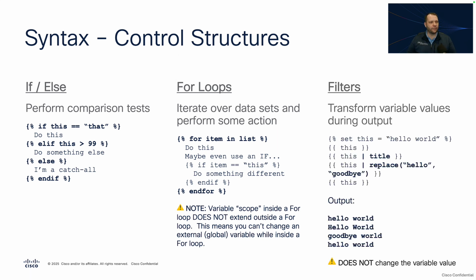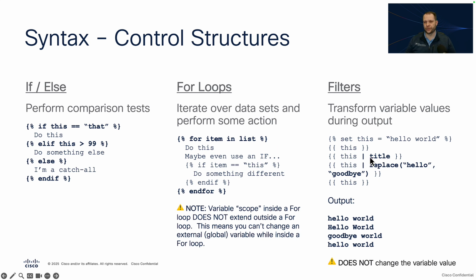And finally, we have the concept of a filter. So filters in Jinja allow you to transform the values of a variable as they're generated during output. And that's an important distinction to make. Filters do not actually change the value of a variable. The value stored in the variable will always remain the same. What they're doing is they're receiving the content of the variable, its output, and then they're performing some transformation on it. So this is really good for transforming or altering text.